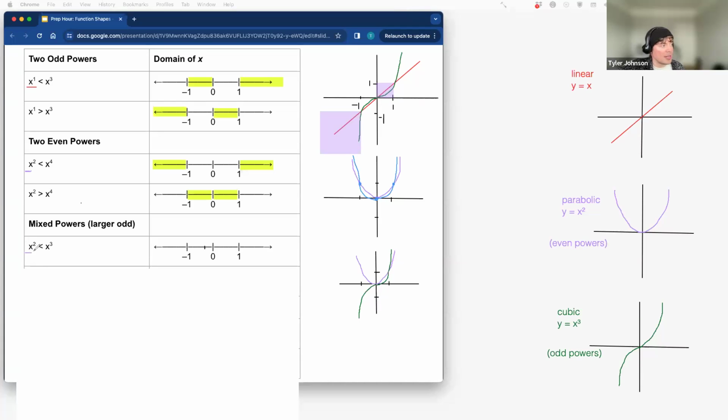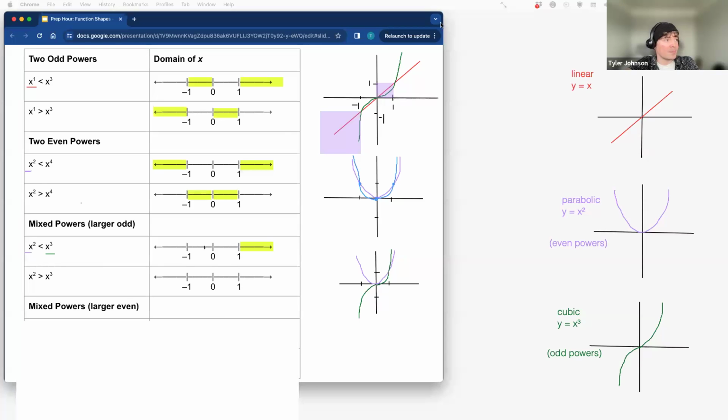So where is the purple line underneath the green line? It only happens when I have positives bigger than 1. And the inverse, where is my square bigger than the cube? Where is the purple line on top of the green line? It's for those other three zones. Basically anything smaller than +1. With the exception that they're going to be equal at 0.